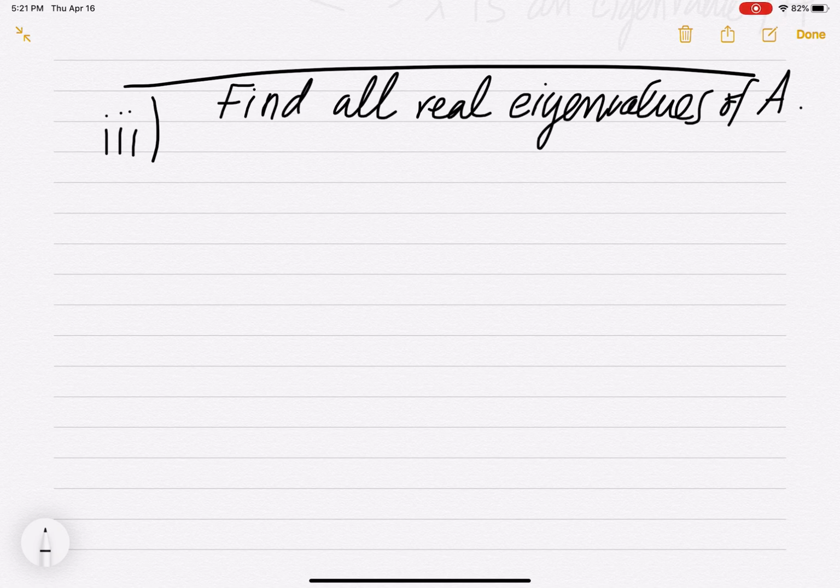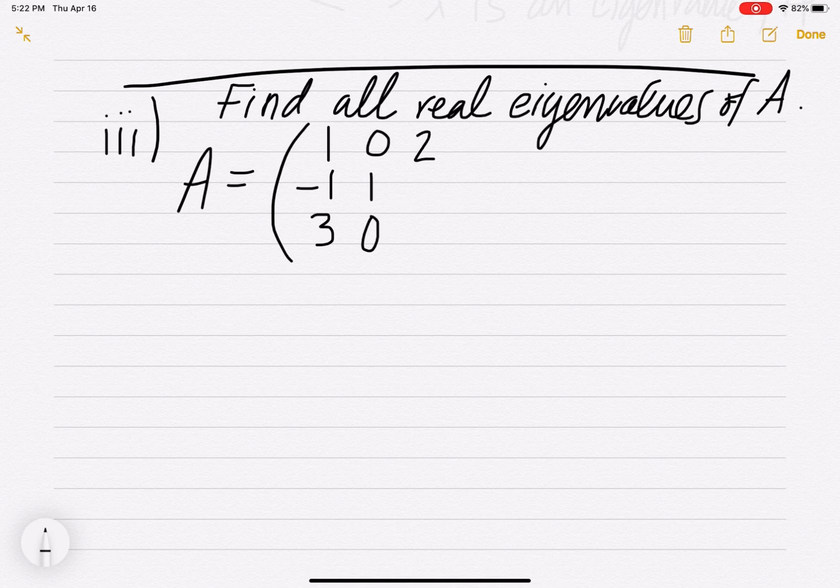All right, so here's a matrix. 3 by 3. 1, negative 1, 3 down the first column. Second column's 0, 1, 0. Third column's 2, 0, 2. And we're ready to find our eigenvalue.